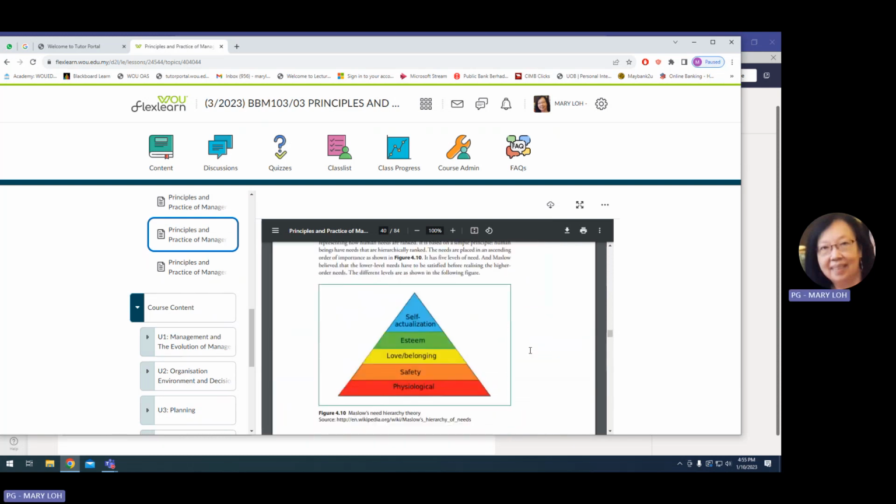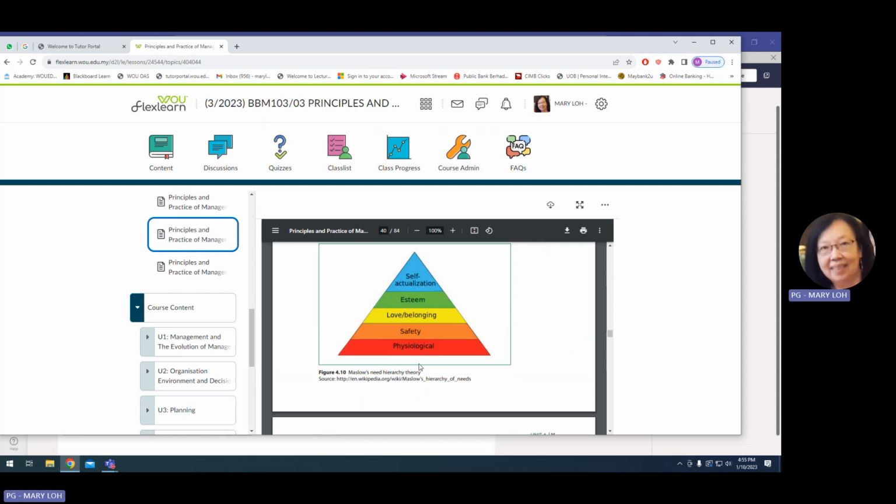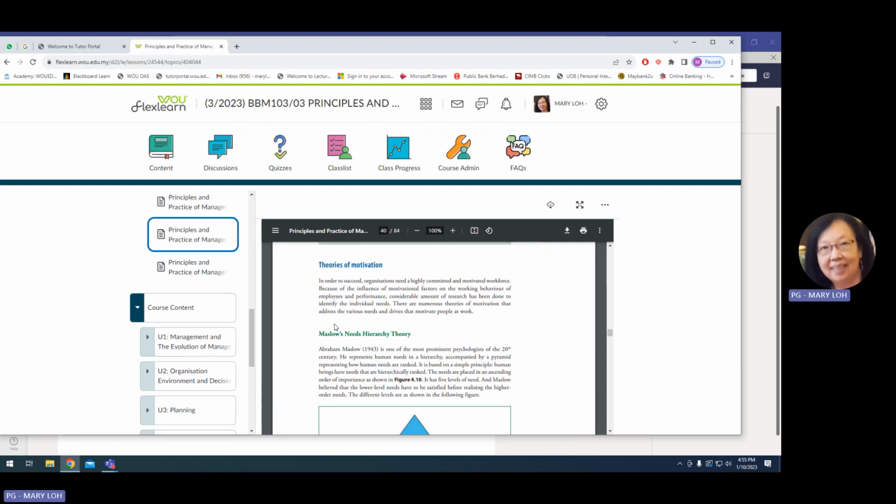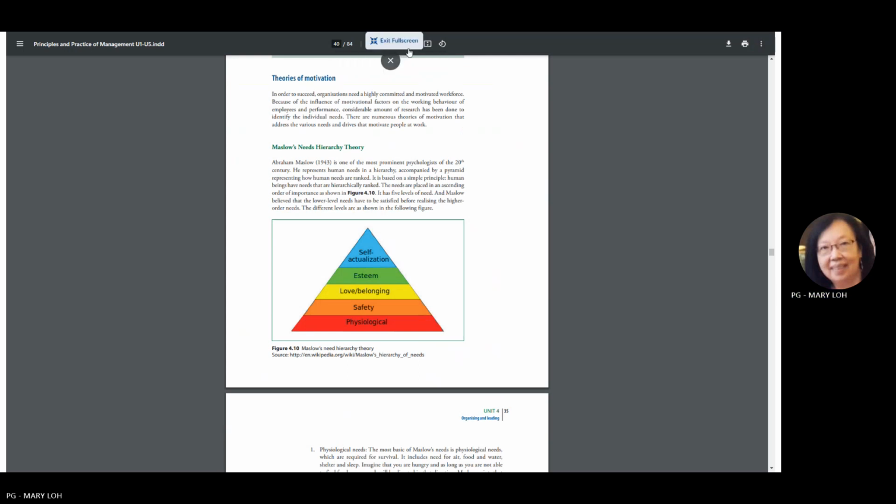Okay, so you have this diagram here. Again, this is Wikipedia, so don't take from this source. Take from somewhere else. So you have Maslow hierarchy of needs theory. Let me go through the theory. Let's just expand.